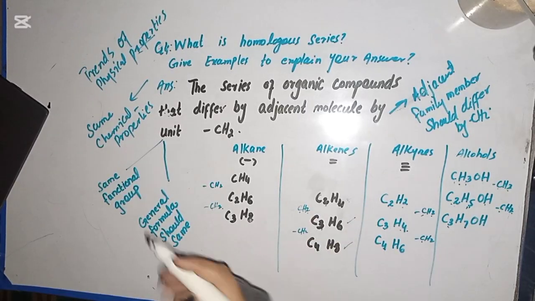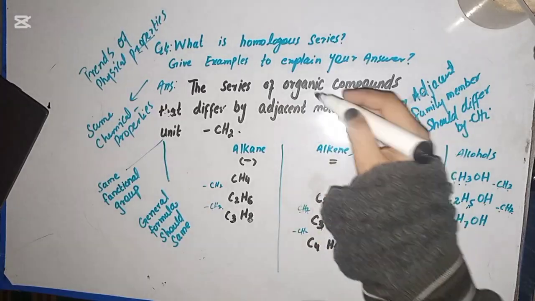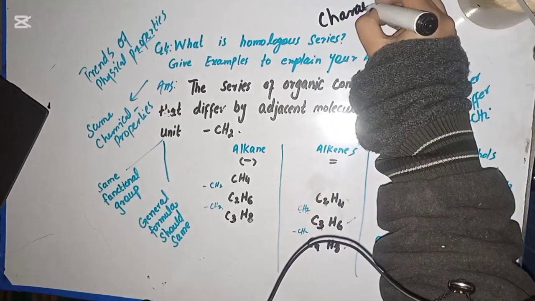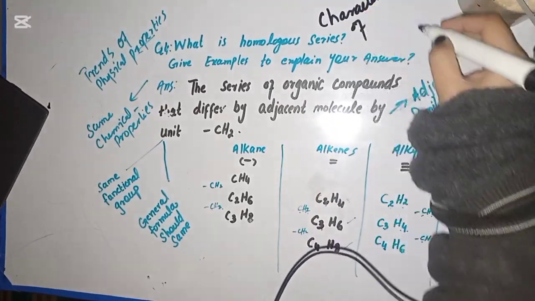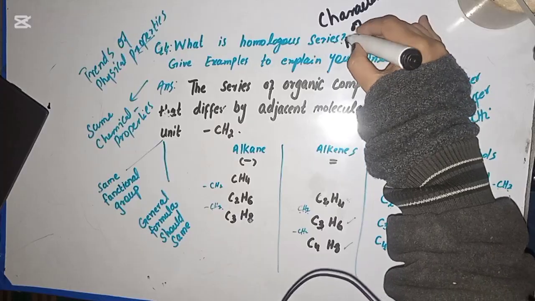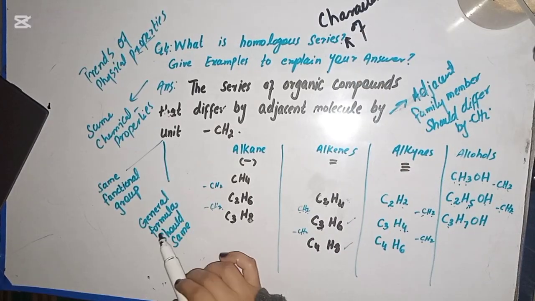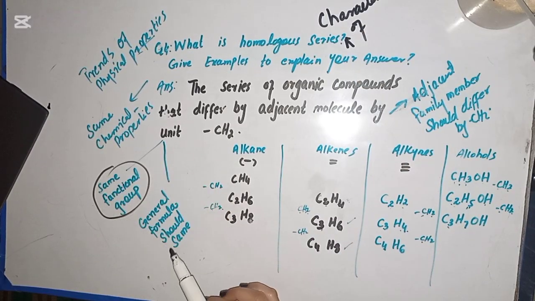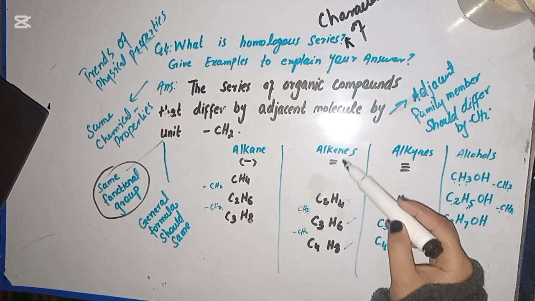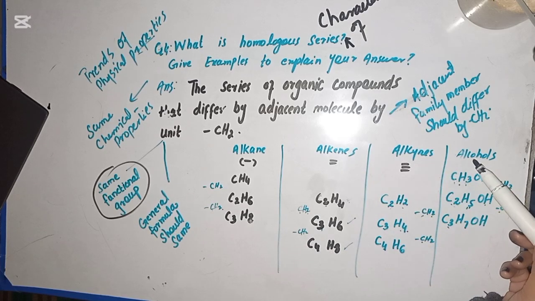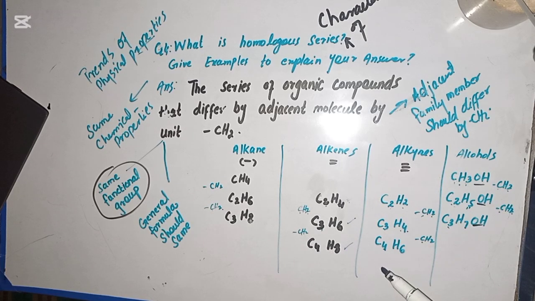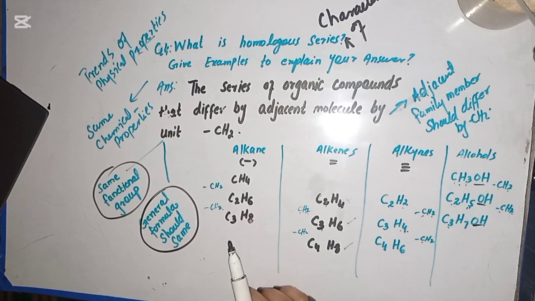There is another question, number 5, that we have solved: the characteristics of homologous series. We have 5 characteristics. Number 1, same functional group. Look at this: all have single covalent bond, double covalent bond, or triple covalent bond. In the alcohol homologous series, all have the OH functional group. All members of a homologous series should have the same functional group. Number 2, the general formula should be the same.